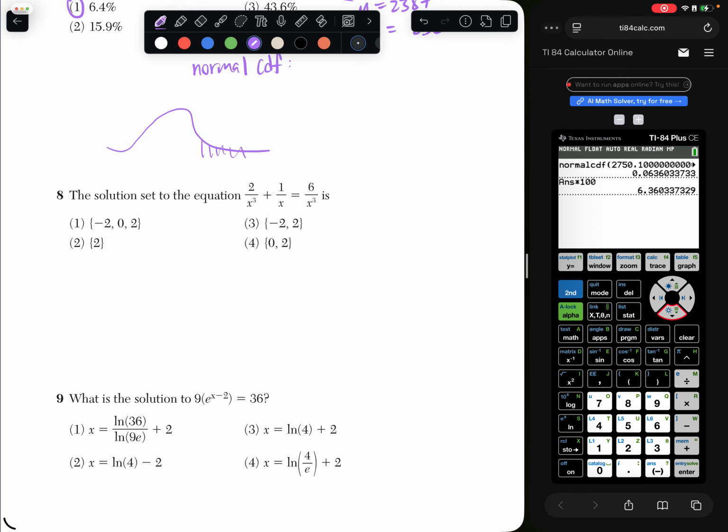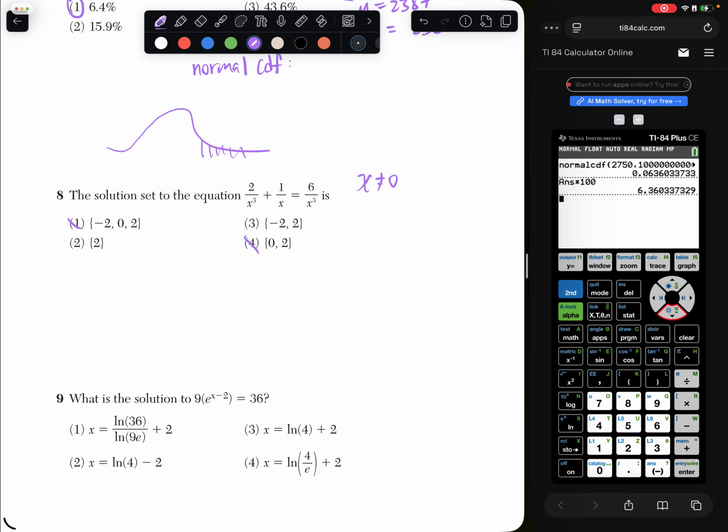Okay, number 8. The solution set to the equation 2 over x cubed plus 1 over x is equal to 6 over x cubed. So we have a rational equation over here and we want to solve. First I want to mention that we have a domain problem here, which is x cannot equal 0, because if x is equal to 0, we're going to be encountering a problem with dividing by 0, and that's no good. So we can't have any 0. 1 and 4 could be eliminated.